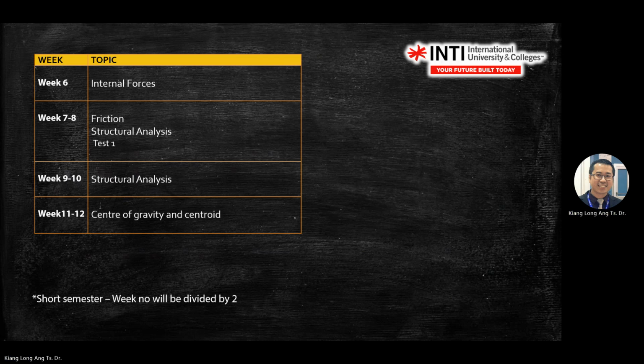80% attendance. How they calculate is a bit weird. Let me explain. You have 14 weeks, right? Week 1 until week 14.